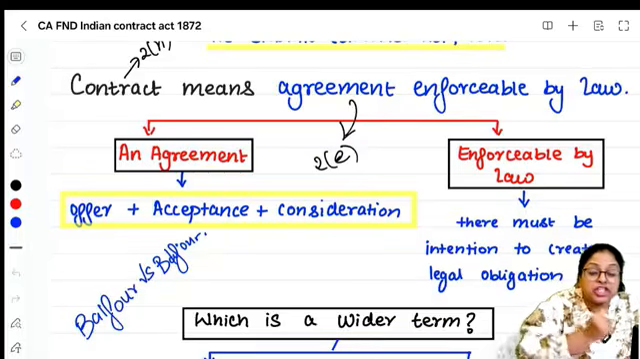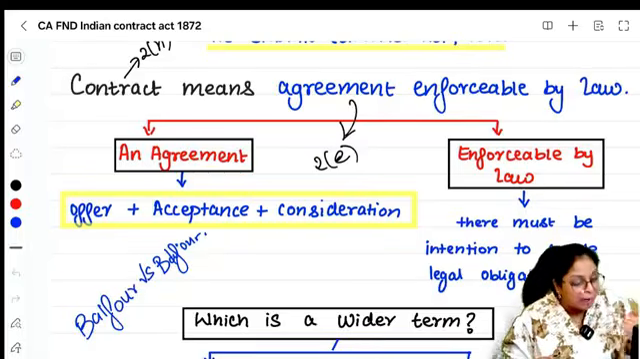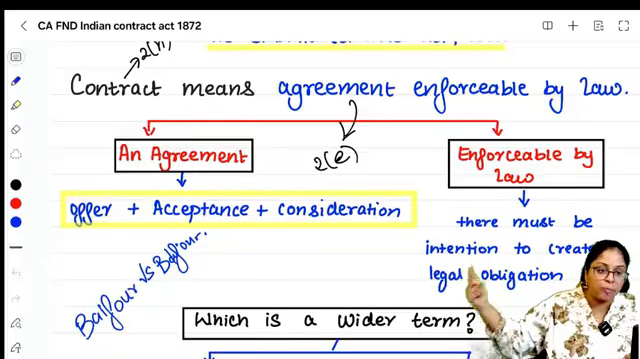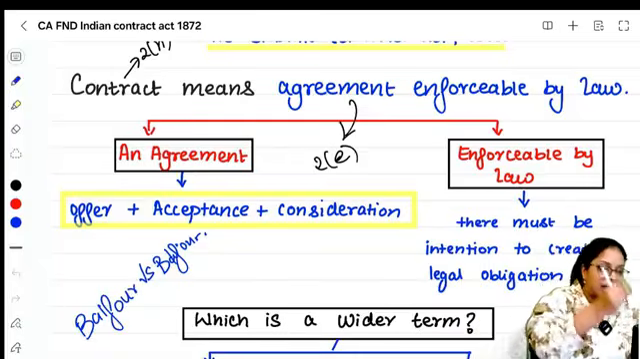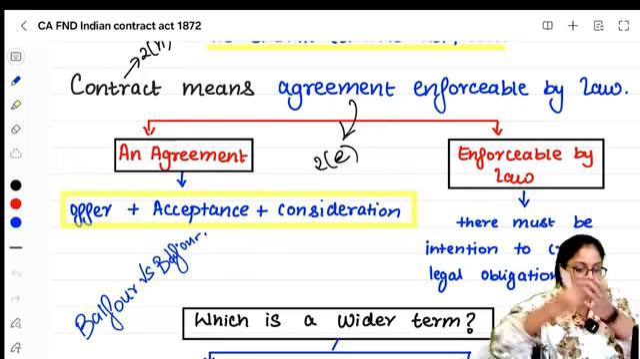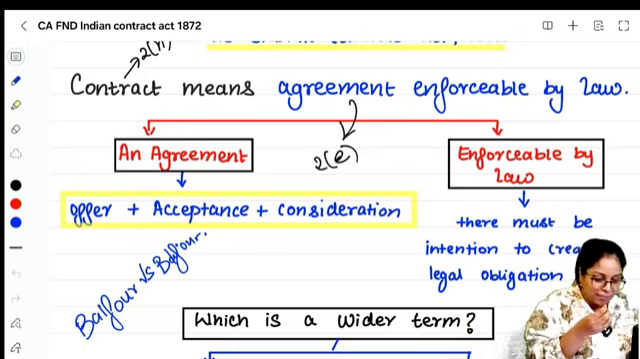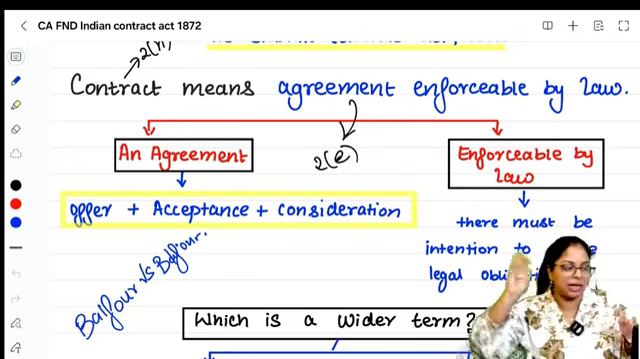You should have the intention to go to the court. நாளைக்கு ஏதோ ஒரு பார்ட்டி பிரீச் பண்ணிருக்காங்க அப்படினா கோர்ட்டுக்கு போணும், அவன் மேல கேஸ் ஃபைல் பண்ணணும் அப்படிங்கிற இன்டென்ஷன் இருந்ததா, it's an agreement plus இந்த மாதிரி ஒரு இன்டென்ஷன் இருக்குனா it will become a contract.